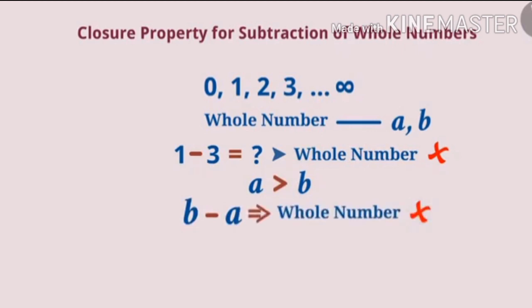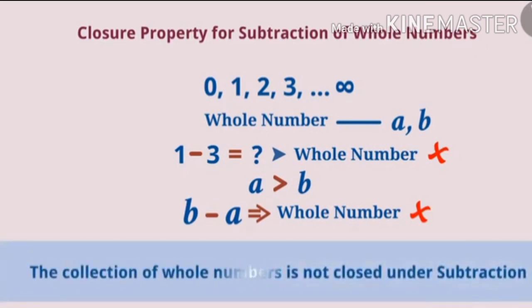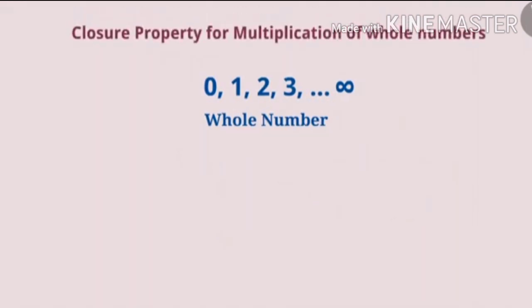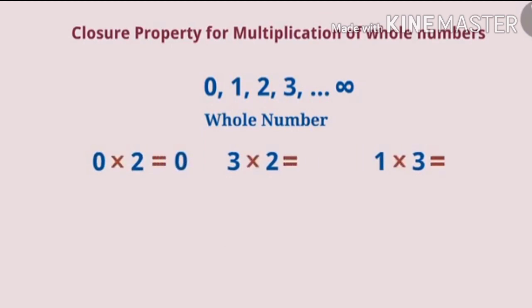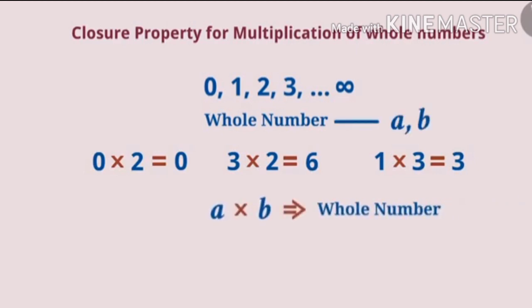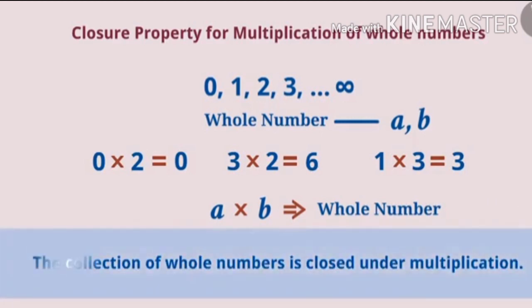That is, when we subtract any two whole numbers from a collection of whole numbers, the result is not always a whole number. Therefore, the collection of whole numbers is not closed under subtraction. The multiplication of two whole numbers is found to be a whole number. That is, the multiplication of any two whole numbers is always a whole number. Hence, we can say that the collection of whole numbers is closed under multiplication.